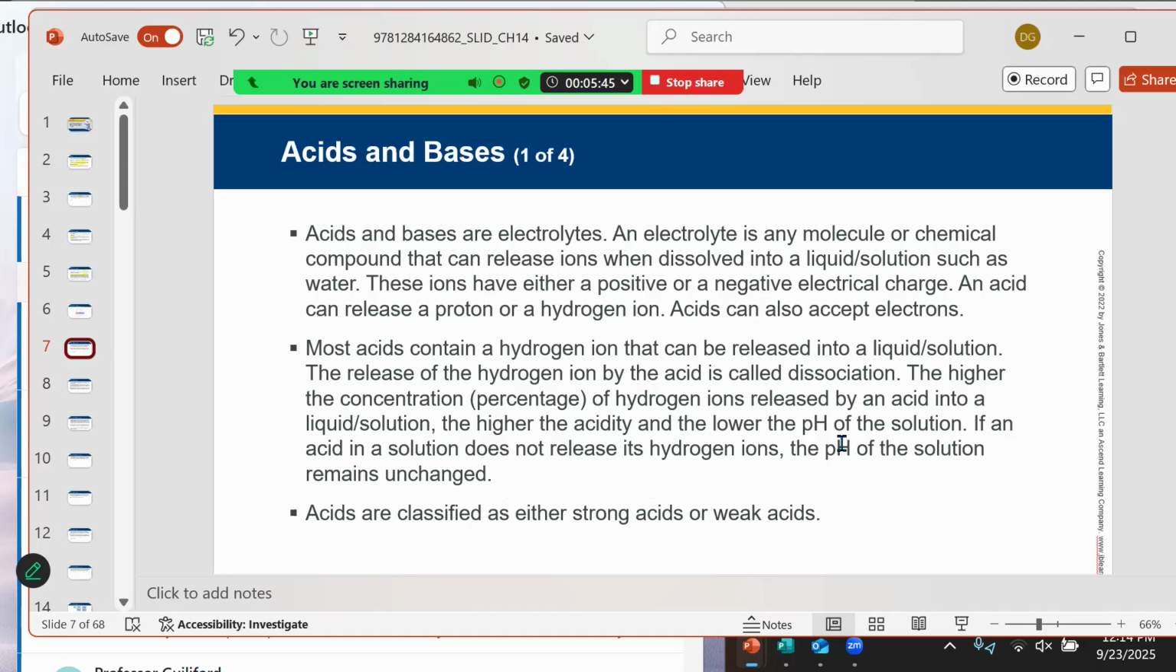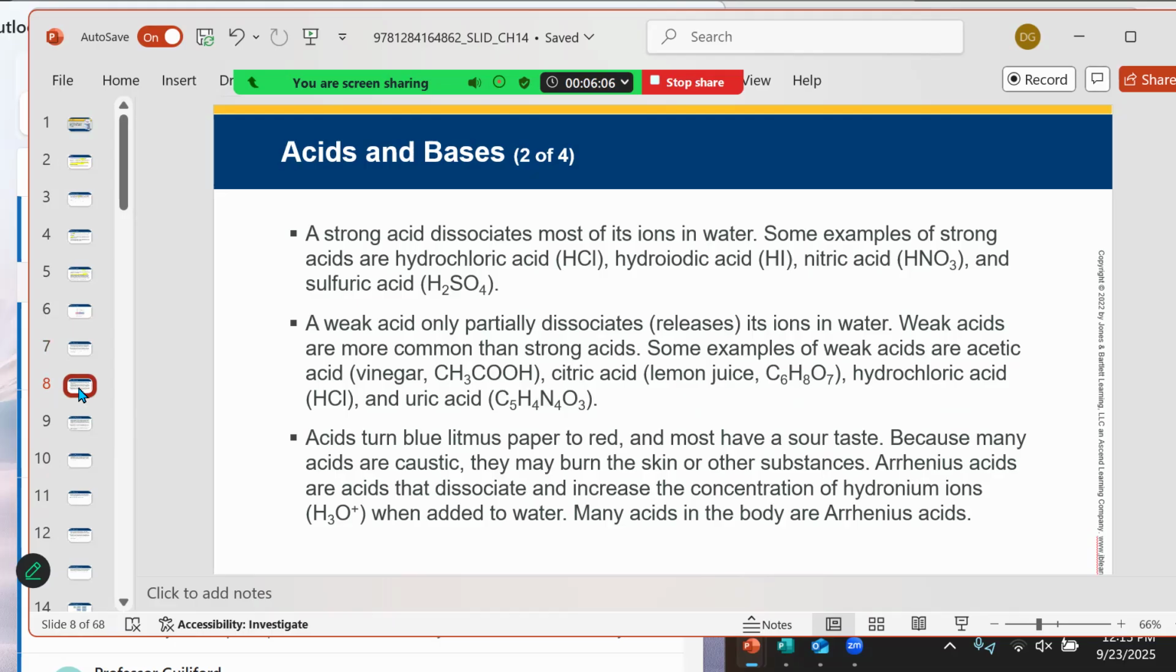So an electrolyte is any molecule that can release ions. Most acids contain a hydrogen ion that can be released, and that's called dissociation. More hydrogen ions means lower pH. Acids are classified as either strong acids or weak acids on that basis. Some examples of strong acids are hydrochloric acid, hydroiodic acid.